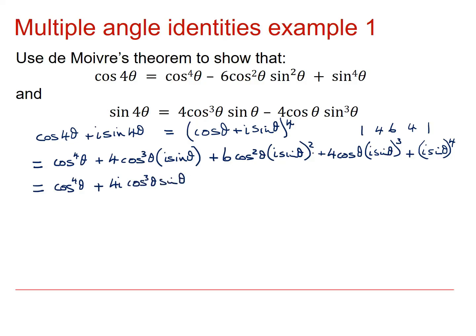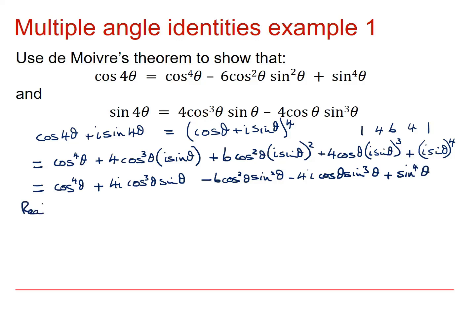And then I'm going to get i squared in here, and we know i squared is minus 1, so this is going to give me minus 6 cos squared theta sine squared theta. I cubed in here, so that's going to give me minus i, so this is minus 4i cos theta sine cubed theta. And finally I'm going to get an i to the 4, which is just 1, so I just get plus sine to the power 4 theta.